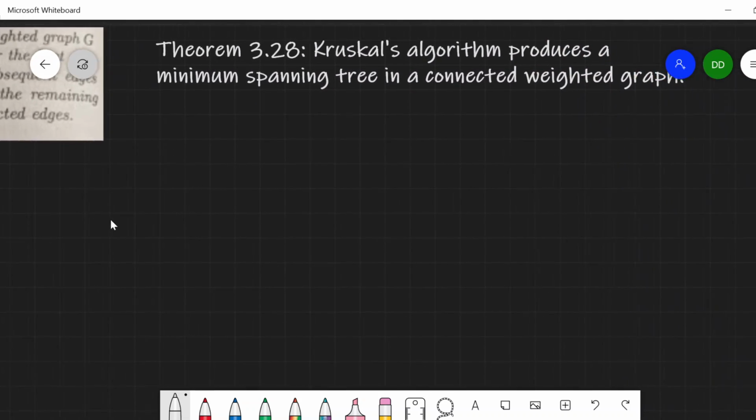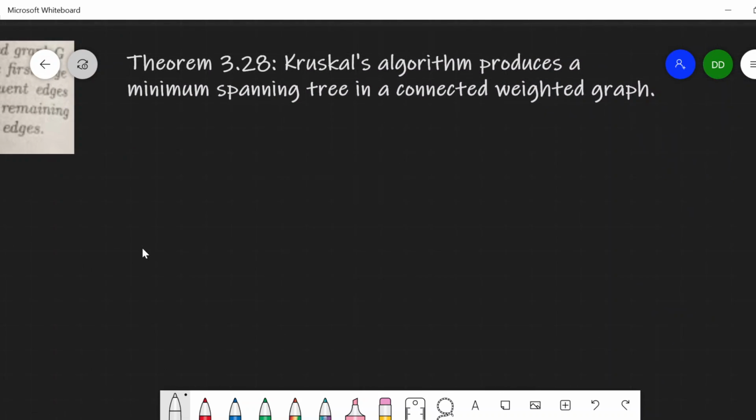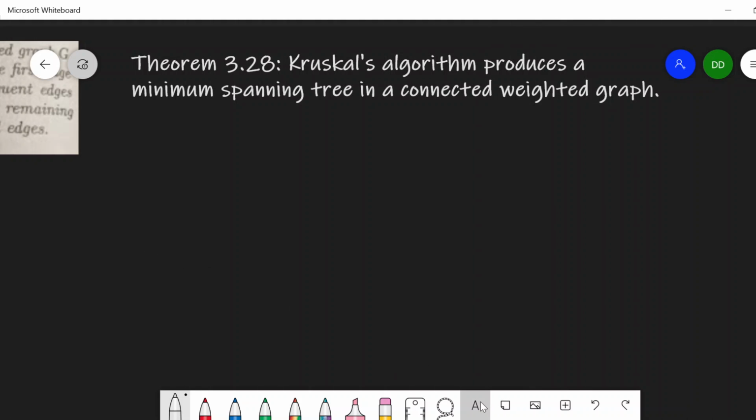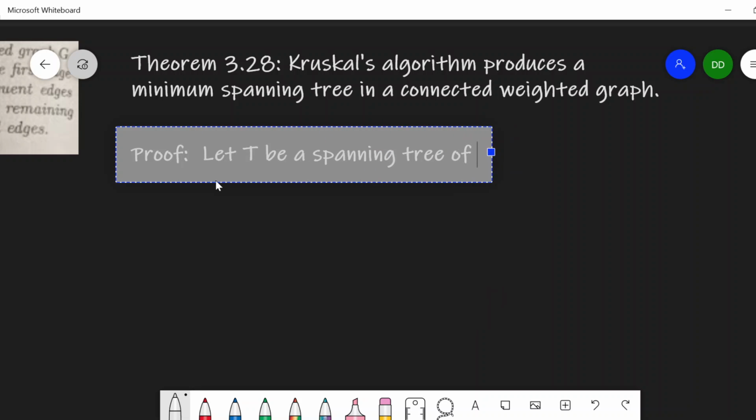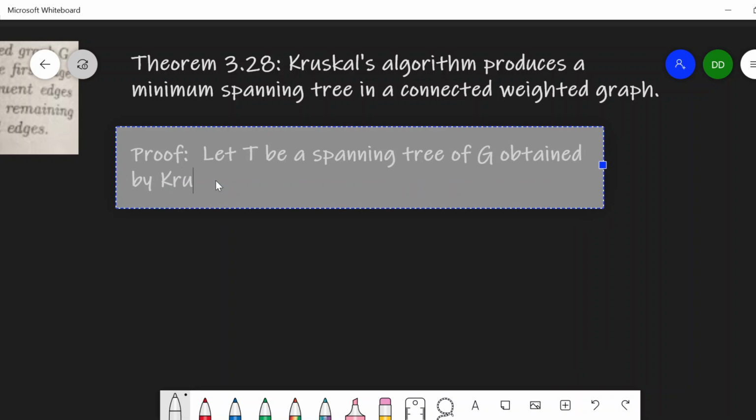So why does this produce a minimum spanning tree? Well, let's prove it. So we'll start by letting T be a spanning tree of G. G is our connected weighted graph obtained by Kruskal's algorithm. Seems like a natural place to start.